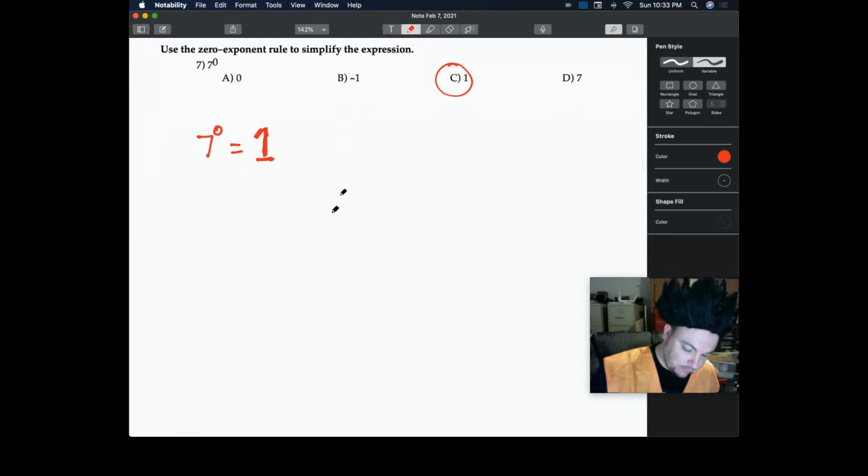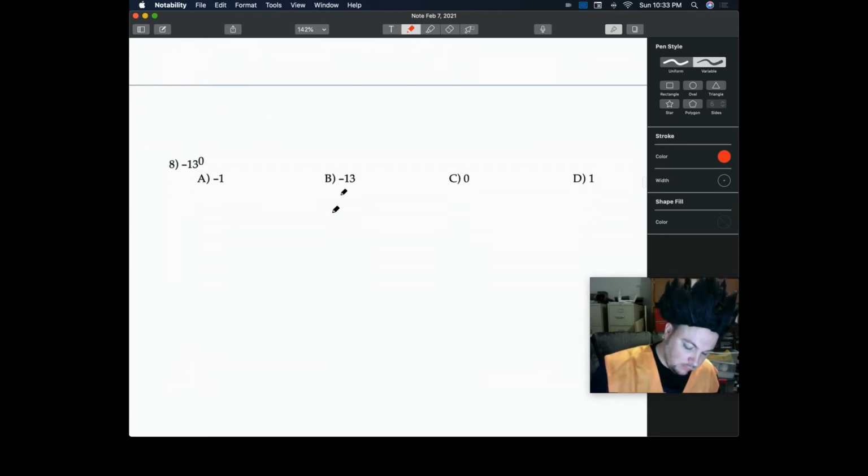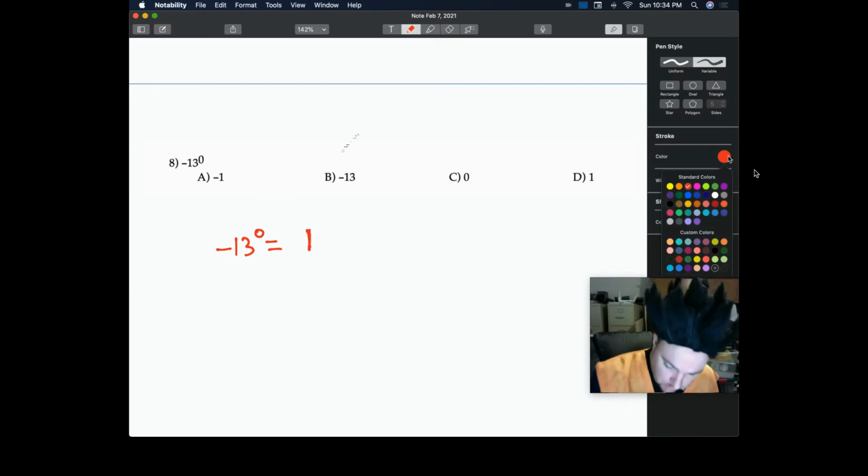There's my answer. And here's the next one. So we said anything raised to the 0 is 1, right? So this is just going to be 1. Duh! That's not true, right?